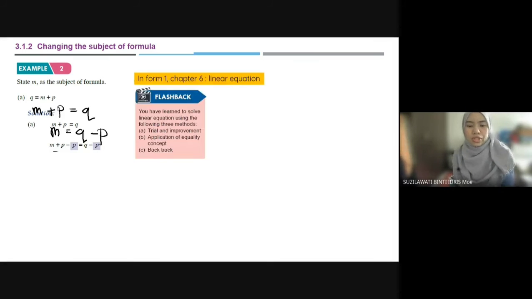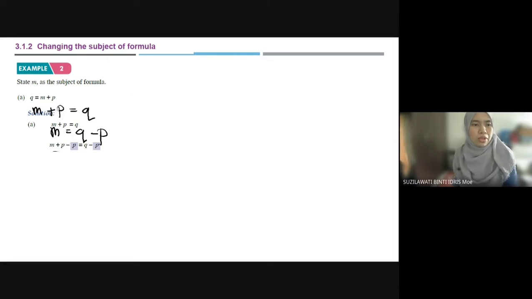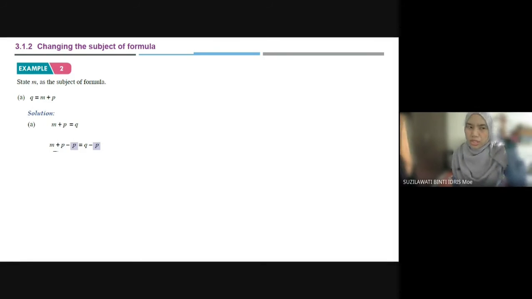Okay, ataupun kamu tengok sini yang cikgu type ni. Okay, ni cikgu tulis tadi kan. Okay, yang cikgu dah sediakan solution di sini. M, okay, still the same. You write Q equal M plus P is the question. Then you need to bring M plus P to the left. Okay, M plus P equal Q. Okay, this is what happened here. M plus P minus P equal Q minus P here.